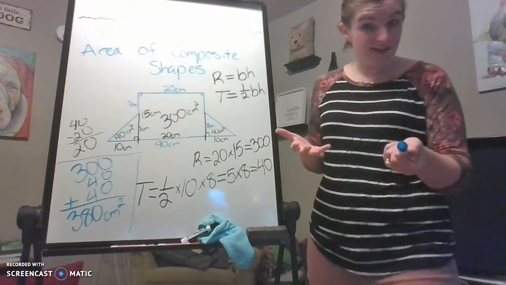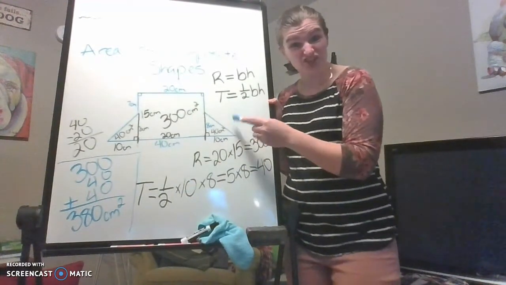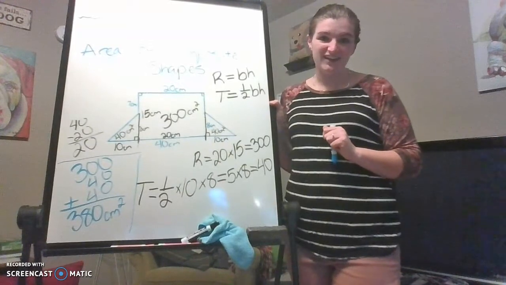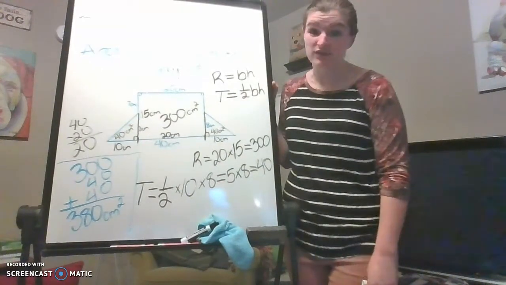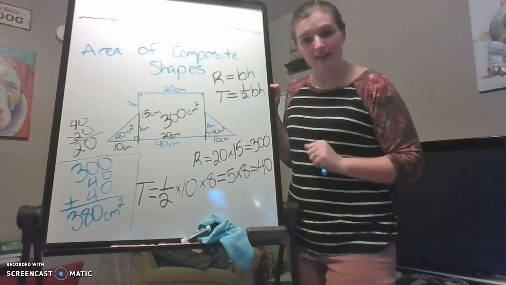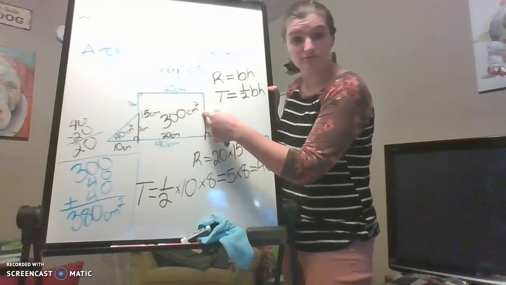Notice that when I was finding this area, I didn't bother to measure the diagonal, and I didn't need it. If they were trying to tell me the measure of the diagonal here, they were just trying to fool you. I don't need it. It's not necessary. To find the area, all I need is the base and the height.